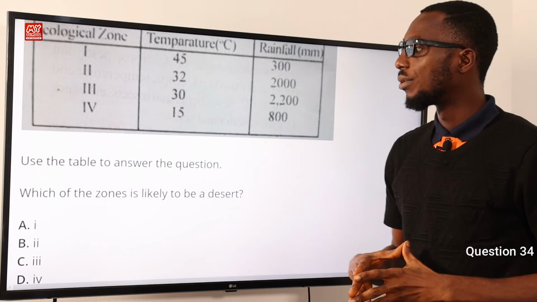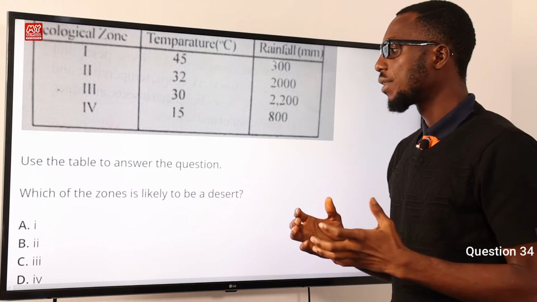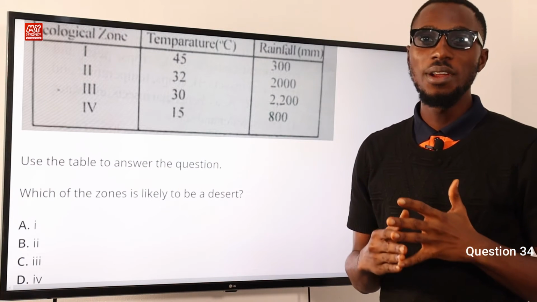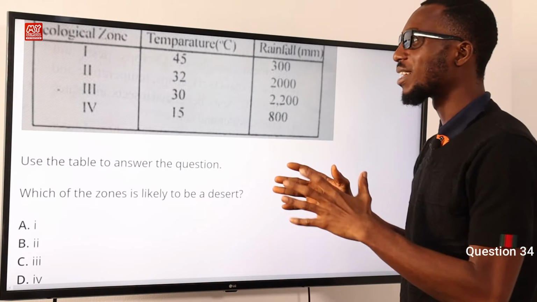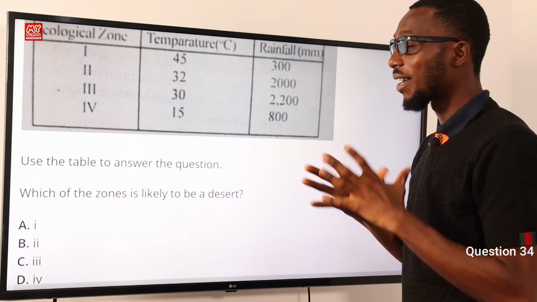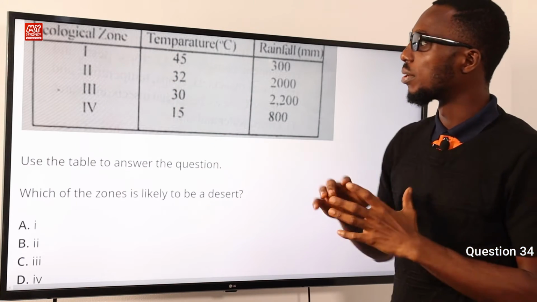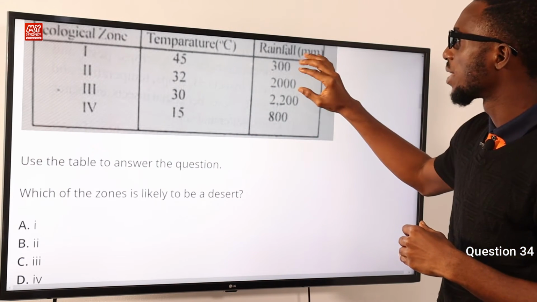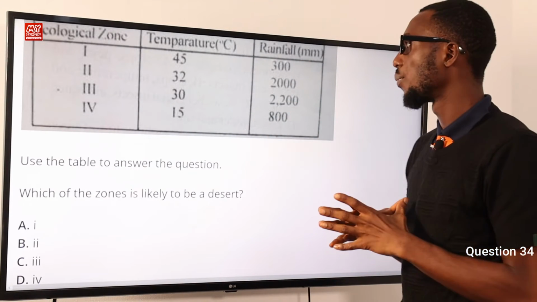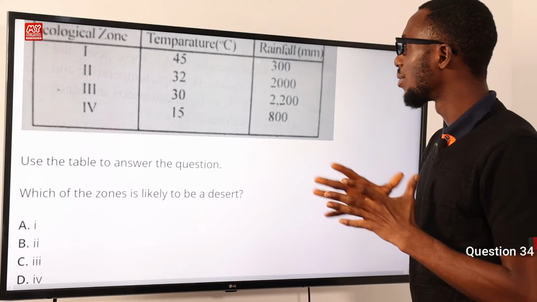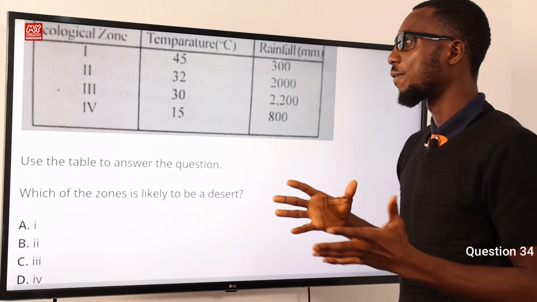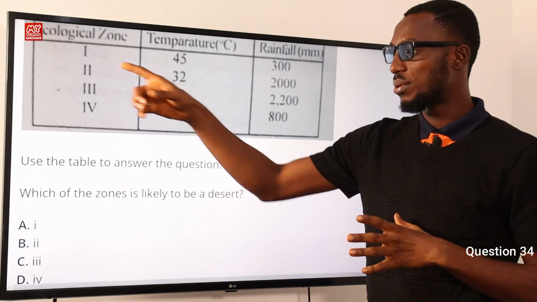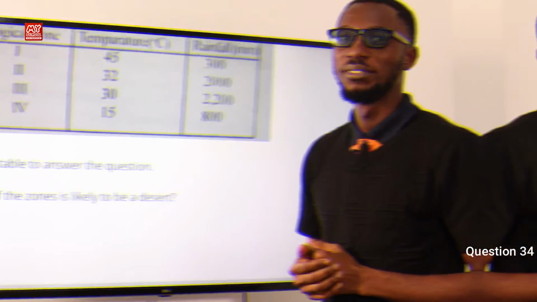Question 34. Use the table to answer the question. Which of the zones is likely to be a desert? When you talk about a desert, you identify it with low rainfall and high temperature. One zone that stands out as having these characteristics is zone 1. You can see the temperature at about 45 degrees Celsius, that is hot. Then look at the rainfall. It has the lowest rainfall in the column, as low as 300 millimeters, with temperature as high as 45 degrees Celsius. So the zone that is likely to be a desert is zone 1. So option A is the correct option.